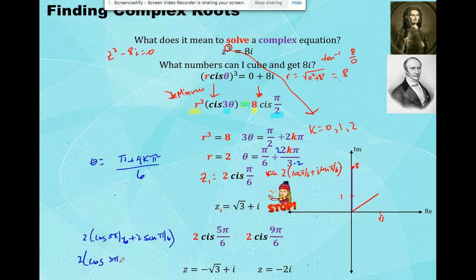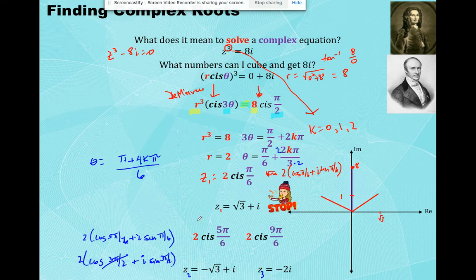Cosine of 3 pi over 2 is 0, bye-bye, plus i sine 3 pi over 2. Well, sine of 3 pi over 2 is negative 1. Negative 1 times i is negative i. Negative i times 2 is negative 2i. Wow. There is my second 0 and my third 0 of this complex equation.